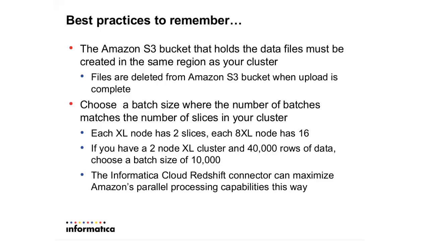Okay. Earlier, Rahul explained a little bit about how we can leverage the parallel processing capabilities. So one of the things that you want to do when you choose a batch size is match it to the number of slices that you have in your cluster. So in my case, I only had a single node, so I only had 2 slices available to me. But if I'd had a 2-node cluster and 40,000 rows of data, I would have chosen a batch size of 10,000 to be able to load in parallel in 4 batches. This way we can leverage the parallel processing capabilities that Amazon gives us.